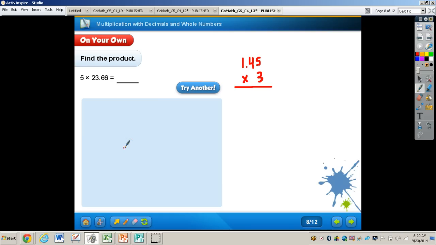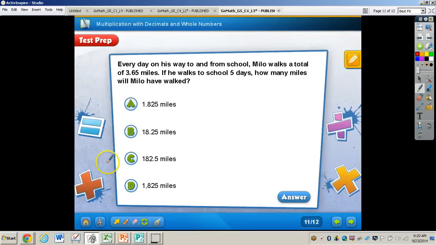Pause the video now. Okay, you can see the 2 answers here. Make sure they match yours. Okay, work through this problem on the screen. Pause the video now. Okay, you can see that the answer is letter B.